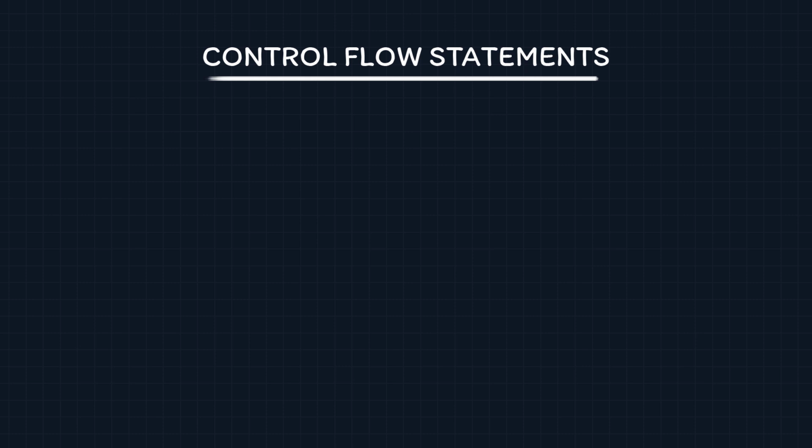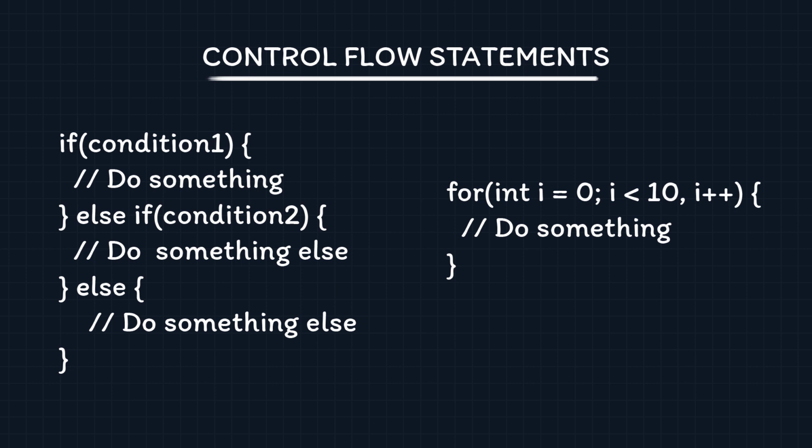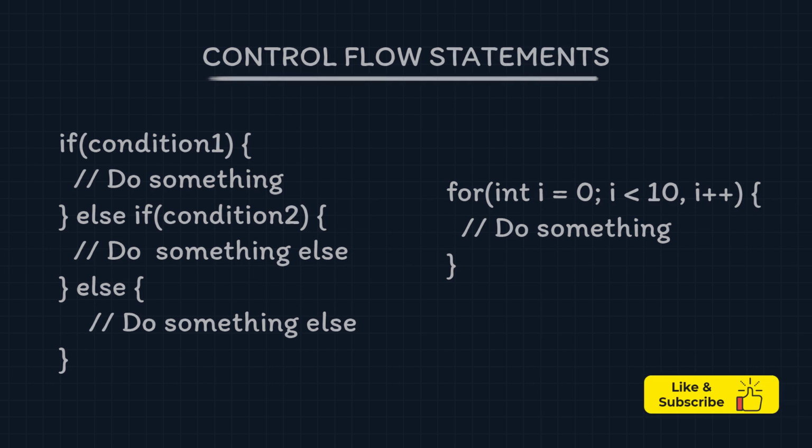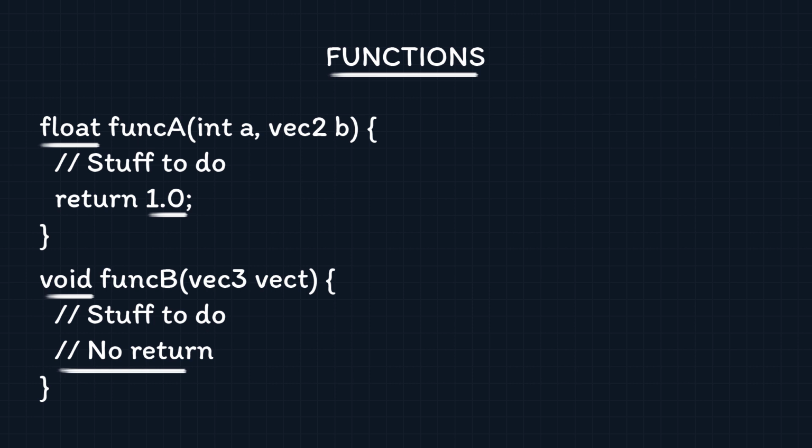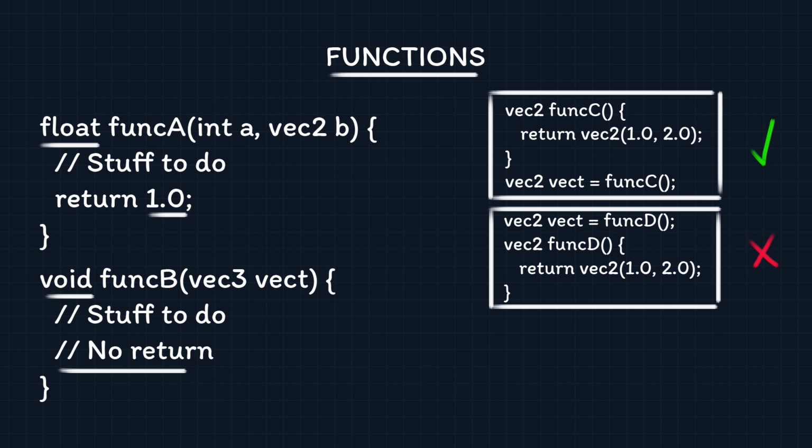Again, same as the other languages, GLSL has control flow statements, so we have if-else statements and for loops. Then we have functions. A function in GLSL, like a variable, should have a type, so if it returns something, the type of the function should have the same type as the returned value. On the other hand, if it doesn't return anything, the function's type must be set to void. We also have to specify the type of the parameters of a function. Now, if you want to create and call a function, the order matters, which means that we need to create the function first, then call it.